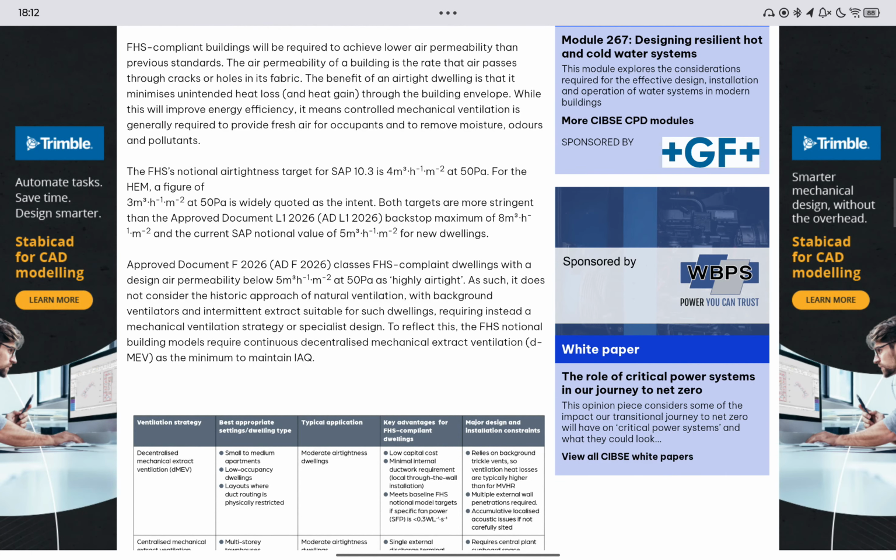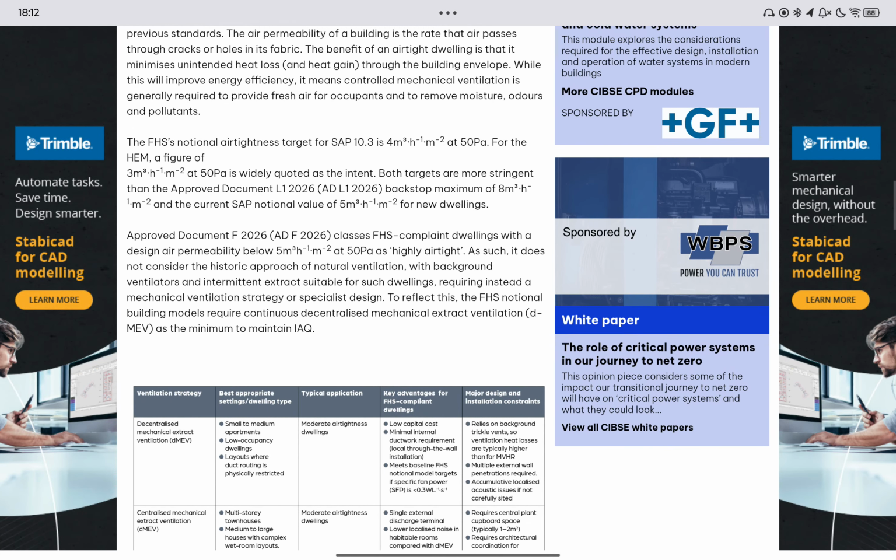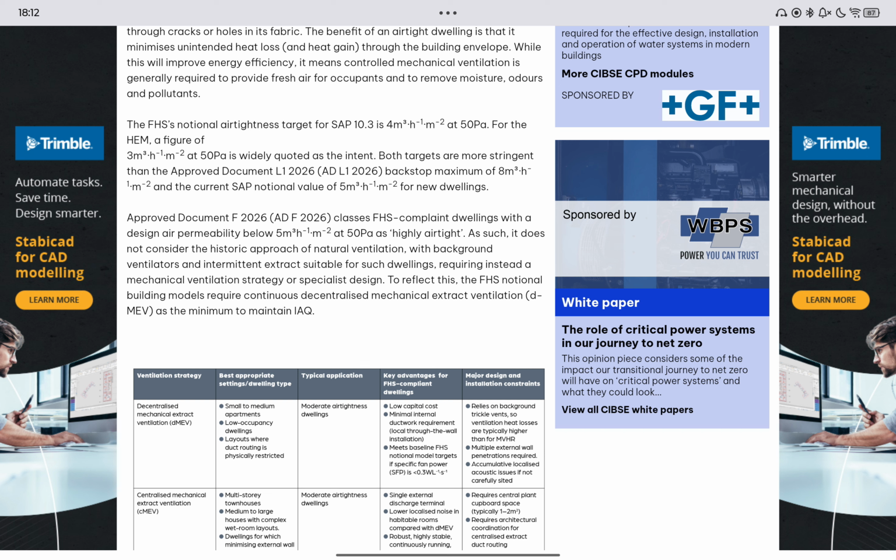Approved document F 2026 classes FHS compliant dwellings with a design air permeability below 5 meters cubed per hour per meter squared at 50 pascals as highly airtight. As such, it does not consider the historic approach of natural ventilation with background ventilators and intermittent extract suitable for such dwellings, requiring instead a mechanical ventilation strategy or specialist design. To reflect this, the FHS notional building models require continuous decentralized mechanical extract ventilation, or DMEV, as the minimum to maintain indoor air quality.